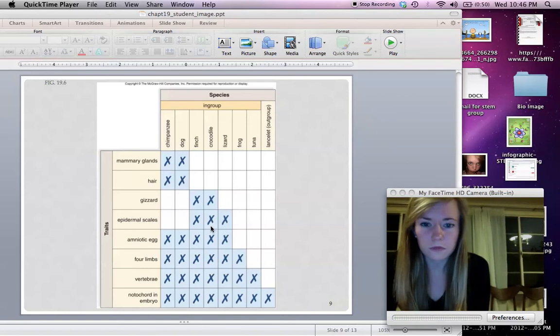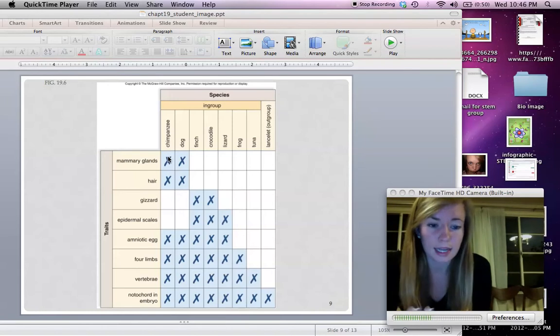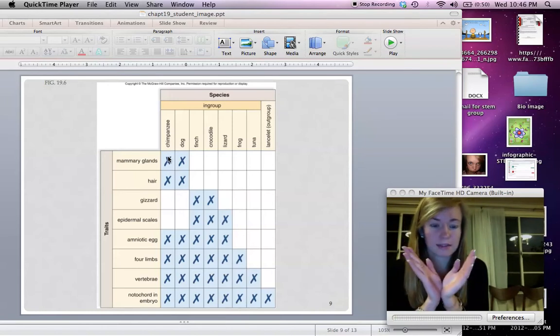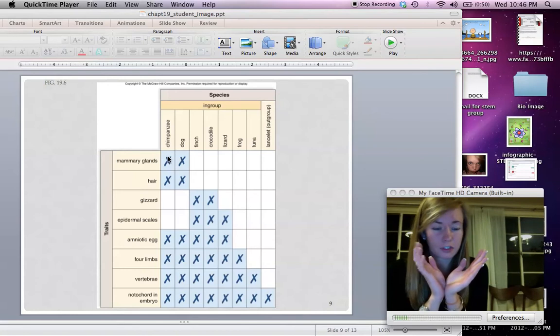So next we can see that the finch, the crocodile, and the lizard have a gizzard and epidermal scales, and the dog and the chimpanzee have hair and mammary glands. Now it makes the most sense that here those paths diverge like this: dog and chimpanzee, and then the finch, crocodile, and the bird or the lizard, right?